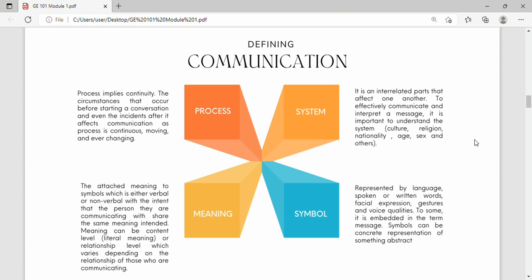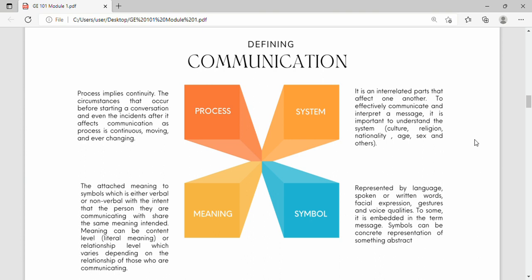Now, it says here that it can also be a concrete representation of something abstract. For example, something abstract: I love. Now, how are we going to show love? Pwedeng through hugging, through kissing, through showing your care sa isang tao. And that's a representation, yung movements or yung gesture na ginagawa mo.